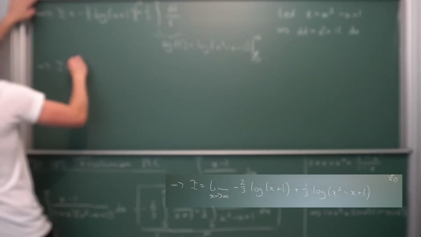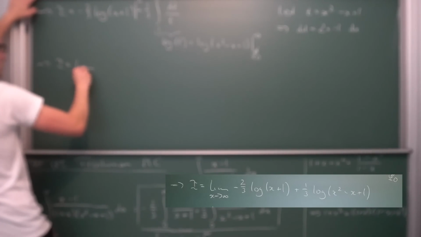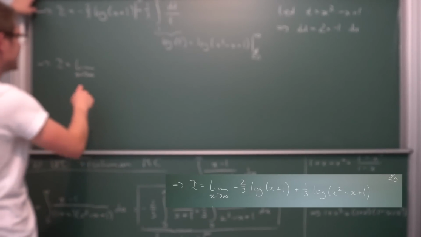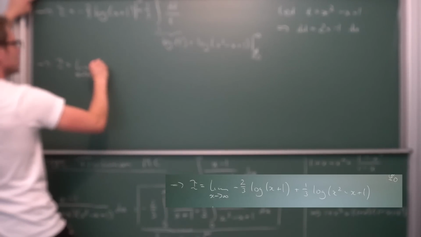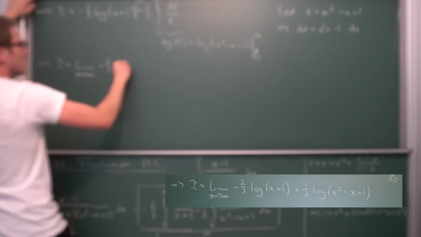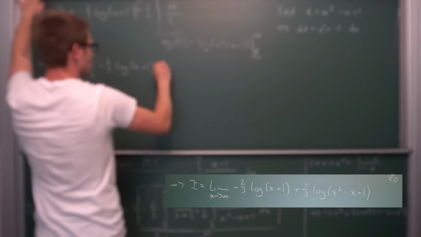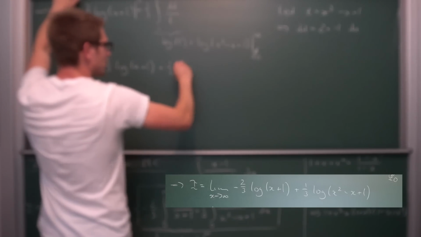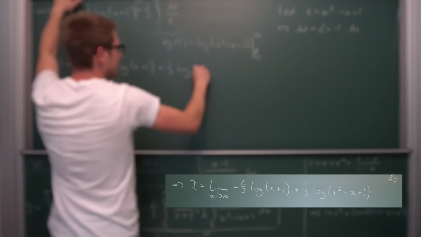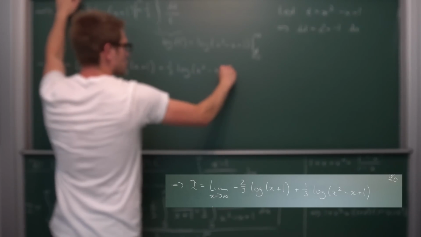So I is equal to the limit. That's actually a nicely written limit for once. The limit as x approaches infinity of negative 2/3 log of x plus 1. And then we are going to get plus 1/3. And then we are going to get the log of x squared minus x plus 1.